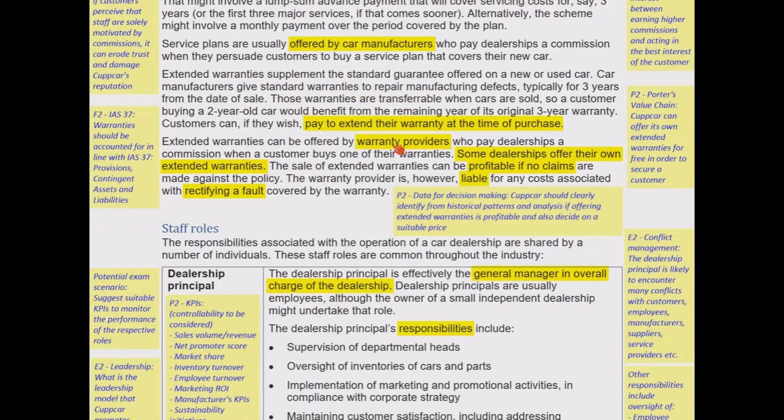Again, what normally happens in the case of the dealership is that they will sell an extended warranty and earn a commission from a company that actually provides that extended warranty. So most dealerships do not do this themselves. However, get ready for the exam. There could be a possibility of Cuppcar setting up to actually sell their own extended warranty.